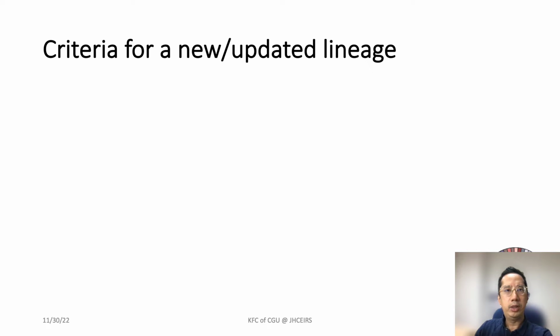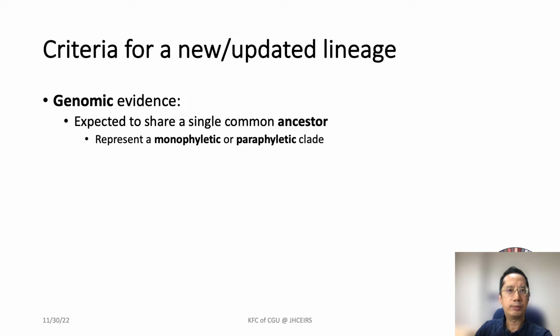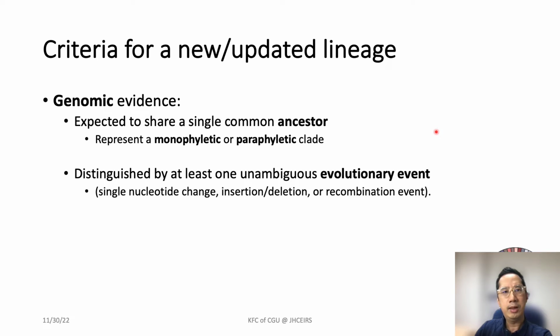So what are the criteria for new or updated lineages? Of course, we have to start from the genomic evidence. All lineages are expected to share at least one single common ancestor, and they often represent monophyletic or paraphyletic clades. There has to be at least one unambiguous event that distinguishes them, such as a single nucleotide change, insertion, deletion, or recombination event.